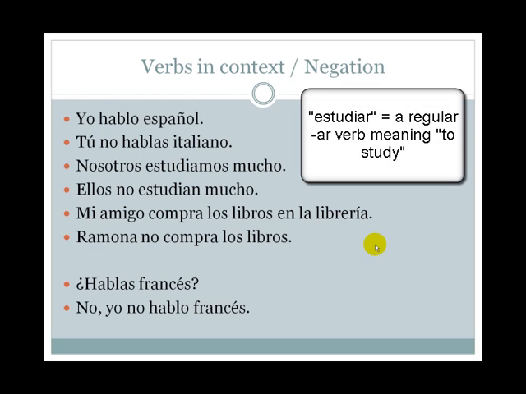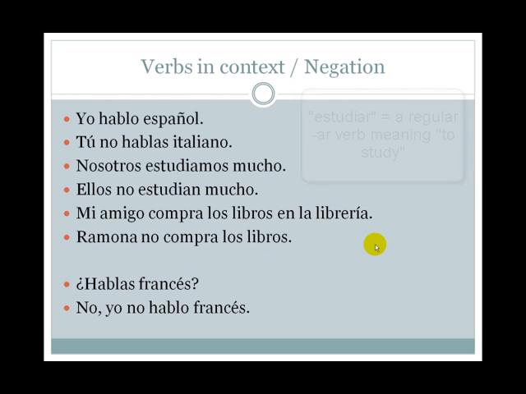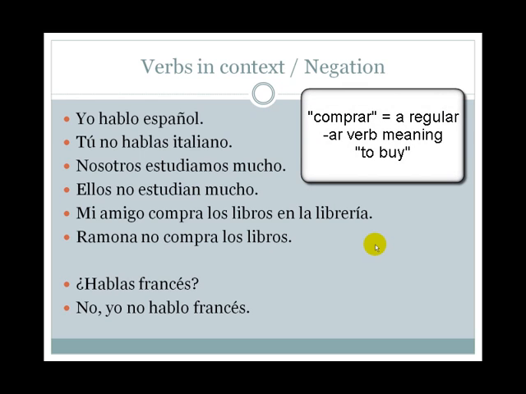Next sentence, the subject is nosotros, we use the amos ending. Nosotros estudiamos mucho. Ellos no estudian mucho. Again, making the statement negative by adding no before the verb. Mi amigo compra los libros en la librería. Because the subject is third person, it would be the equivalent of él or ella. Mi amigo, my friend, could be replaced by the subject pronoun él or ella, so we use that third person singular ending, a. Mi amigo compra los libros en la librería.